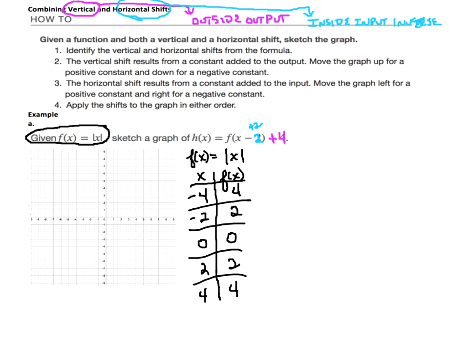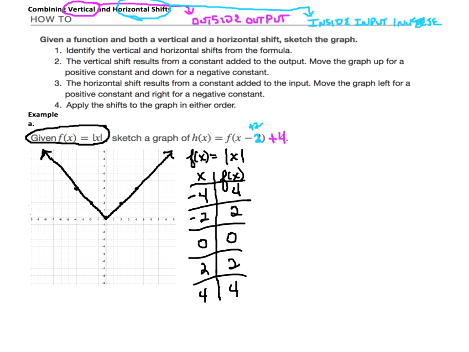So I'm going to go ahead and put my parent onto the graph here. Okay, so -4, 4. -2, 2. 0, 0. 2, 2. 4, 4. A big V. I mean, this is literally like two lines meeting at a point, which is different from the parabola. The parabola is a curve, smooth curve. This is a hard V. So there's my toolbox function.